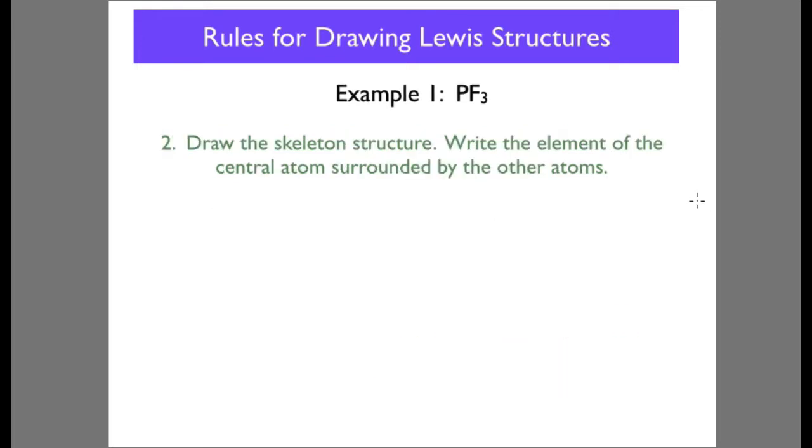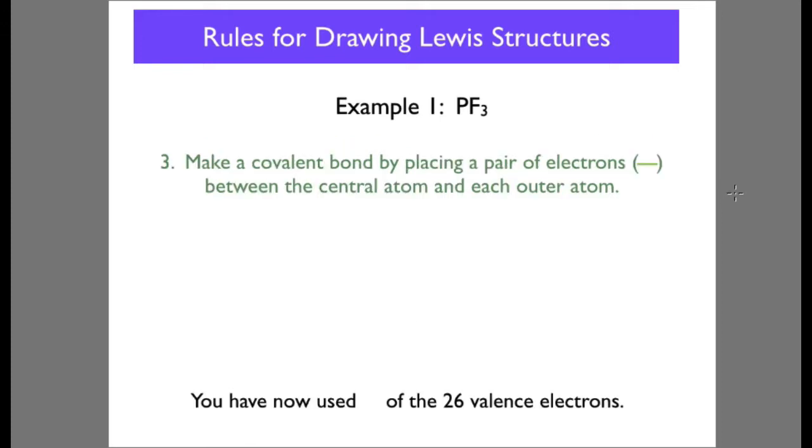Step 2. Draw the skeleton structure. Write the element of the central atom surrounded by the other atoms. So there we go, phosphorus in the middle with the 3 fluorine atoms. Step 3. We're going to make a covalent bond by placing a pair of electrons, and we'll signify it by drawing a line, between the central atom and each outer atom. And there we go. Got the 3 bonds in, so a pair of electrons, a pair of electrons, and a pair of electrons, which is 6. We've used 6 of the 26 valence electrons.